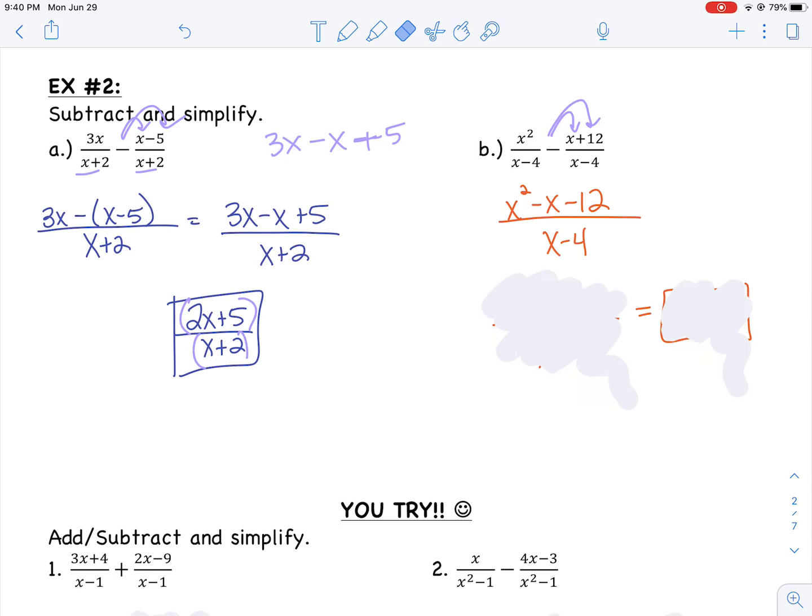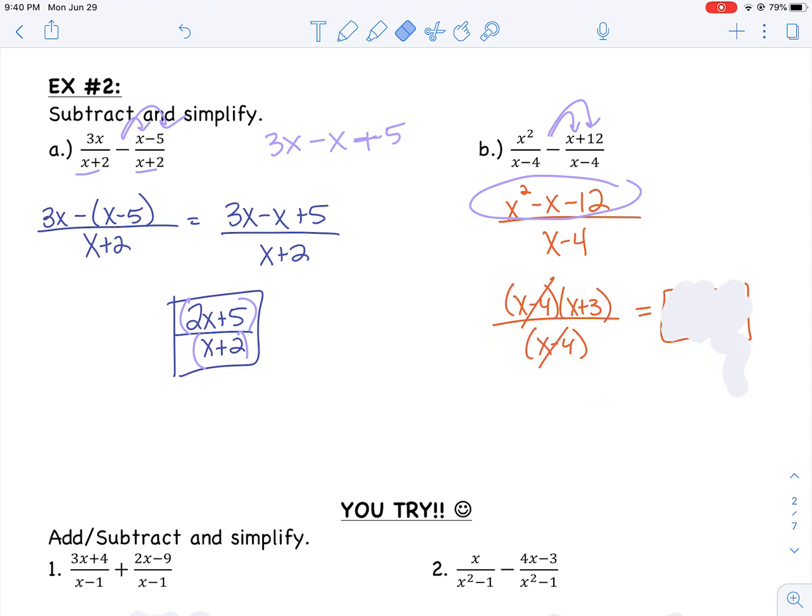Now don't stop if you can reduce it more. You notice that this numerator looks like a basic factor problem. It's a trinomial. Let's see if we can factor it and reduce it any more. What numbers multiply to negative 12 that add to give you negative 1? Yeah, I got negative 4 and positive 3.